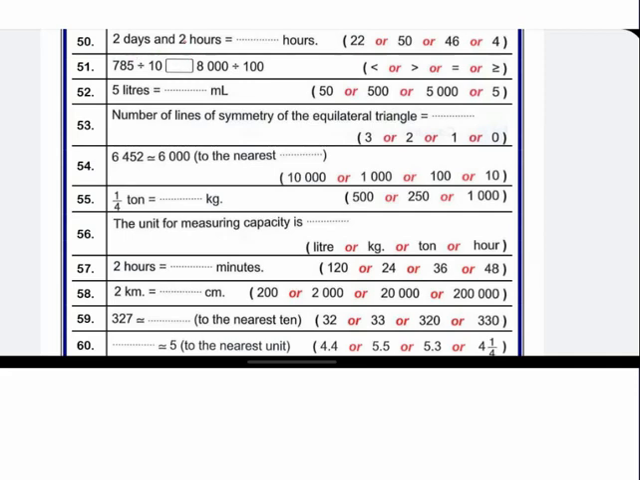So how many hours per day? 24. So 2 days equals 48, and it means plus. The hours are the same, so I will not change this. I drop it the same, 2. So 48 plus 2 will be 50.